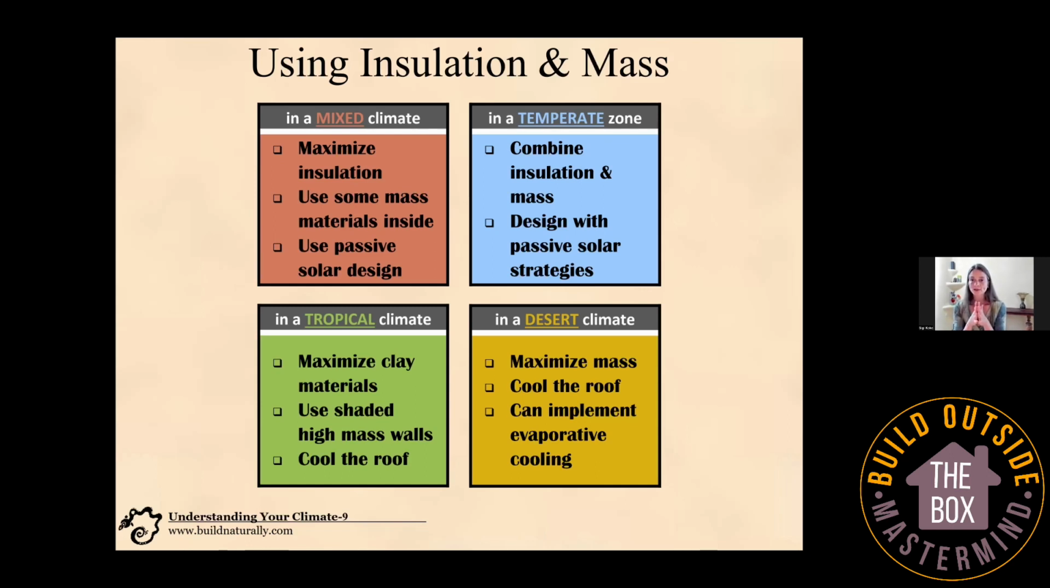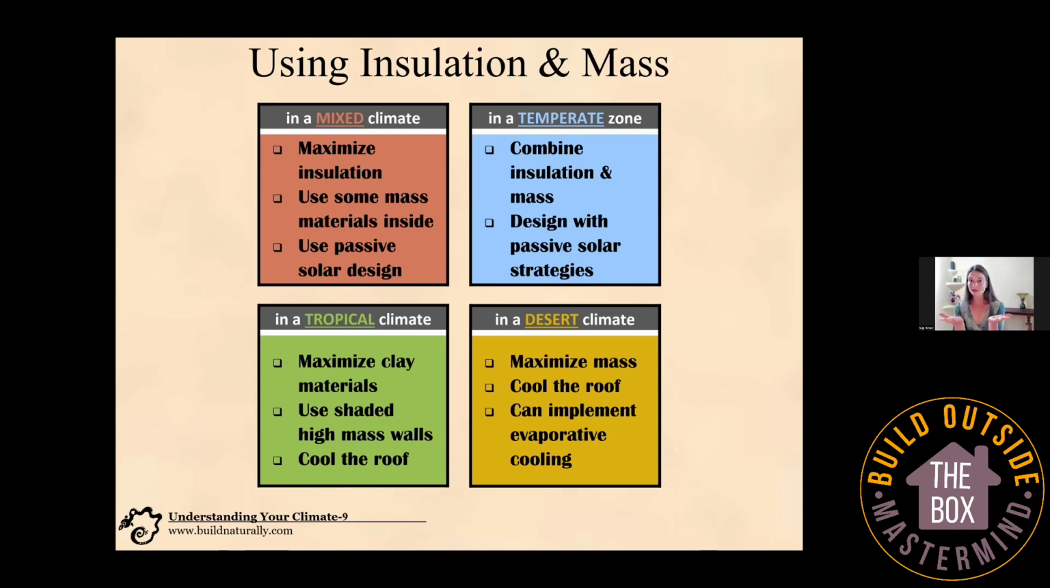So insulation, as a reminder, blocks the flow of heat transfer from one side to the other. Thermal mass conducts heat energy into it and stores it in the mass. So it's a battery for heat energy. And which climate you're in will determine your strategy for using insulation and mass.